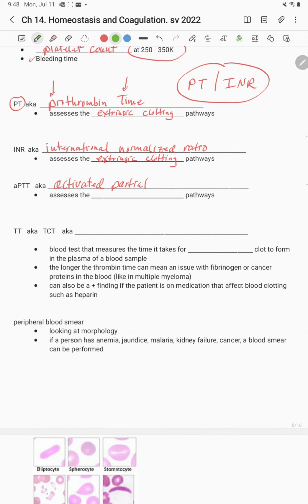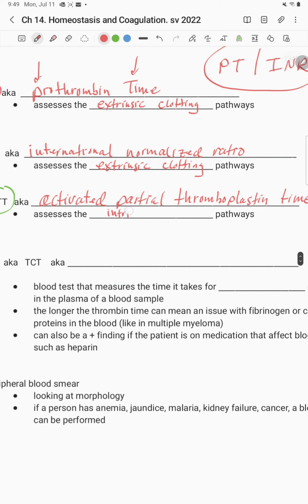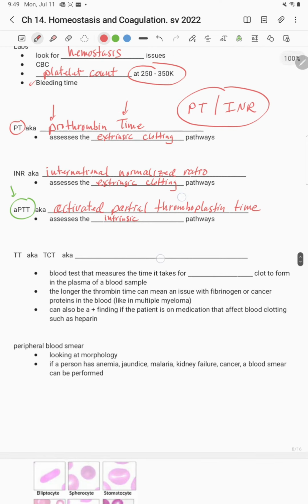Okay, correction, it's aPTT. I had a typo there, so make sure you correct that. The aPTT is activated partial thromboplastin time. That assesses the intrinsic pathways.